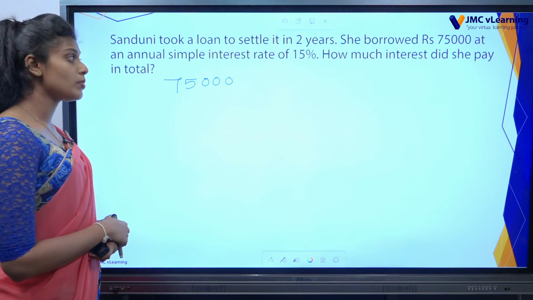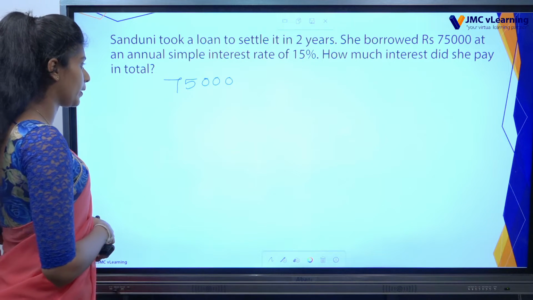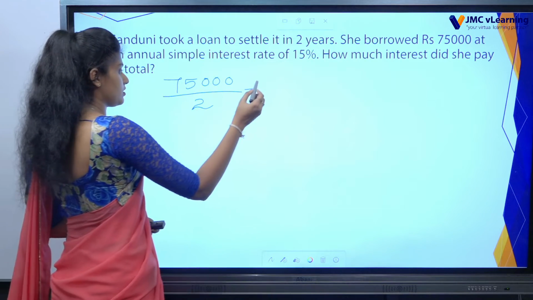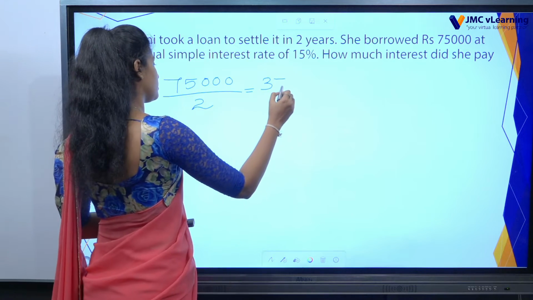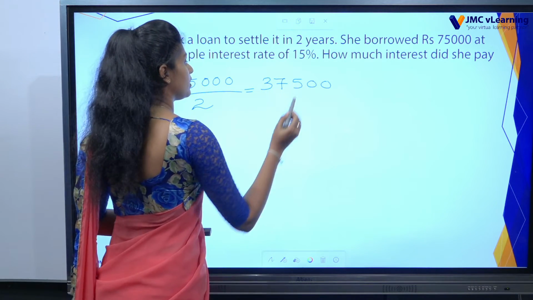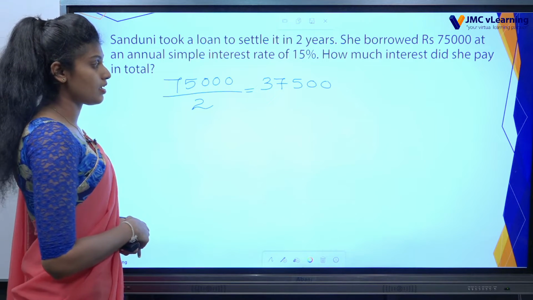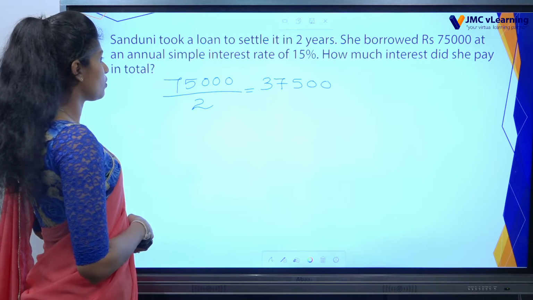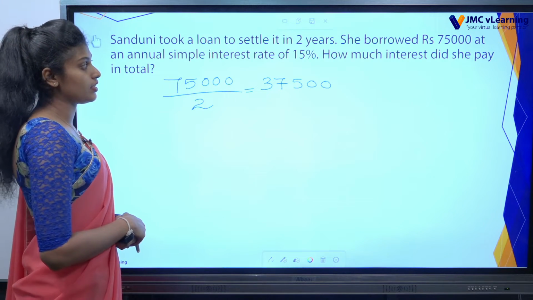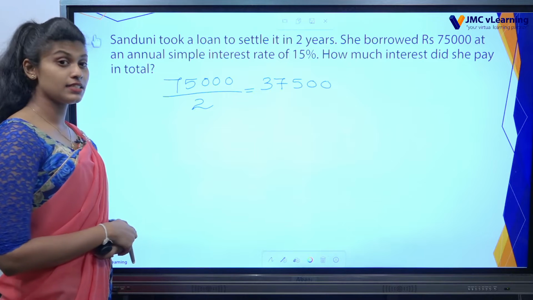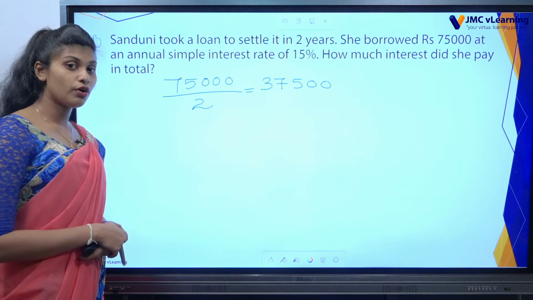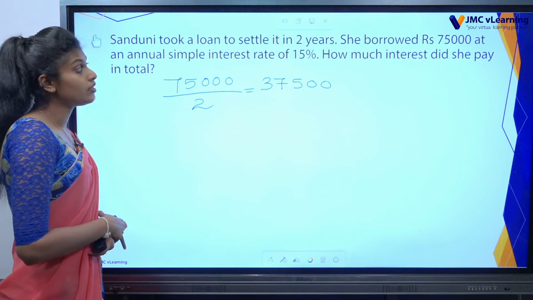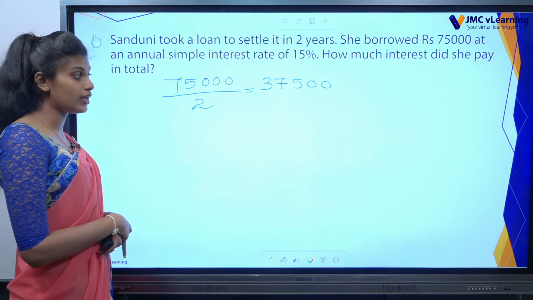For 1 year, how much money does she have to pay? Then let's divide this by 2. It is 3 for 15, 7, 5. Then 37,500 has to be paid in 1 year. So the simple interest rate is 15%. It is the annual simple interest. For 1 year, the rate is 15%. Now we have found the money she has to pay in 1 year.